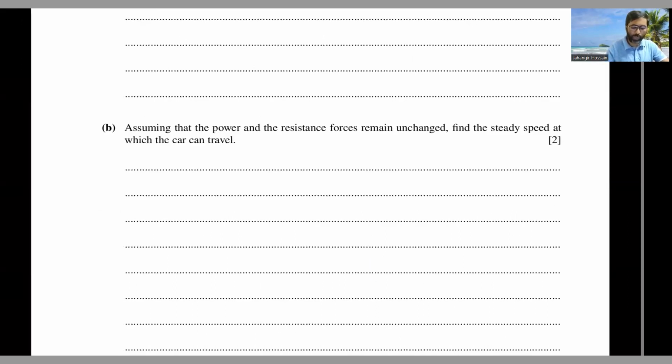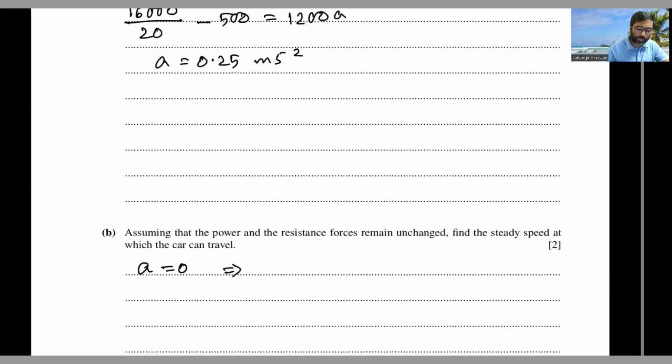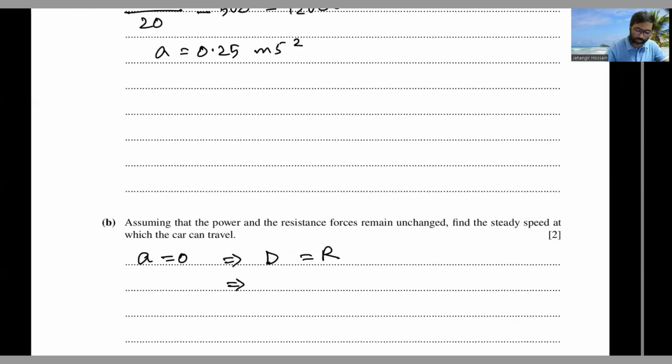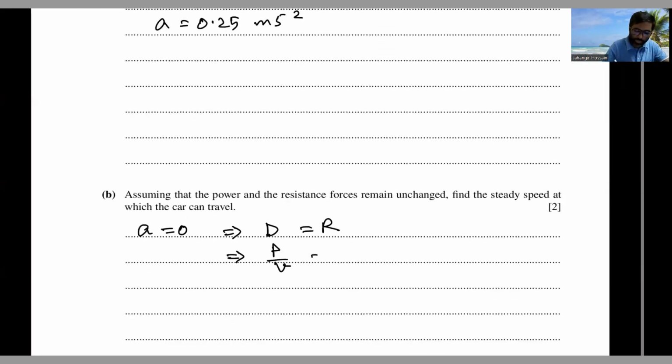Part B means that the power and resistance forces remain unchanged, and we find the steady speed at which the car can travel. At steady state, acceleration is zero, so D equals R. While moving on the horizontal road, D is P by V. P is 16,000. P by V equals R, so V equals P by R.